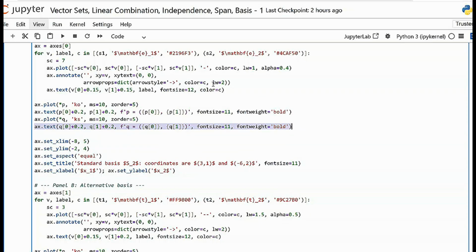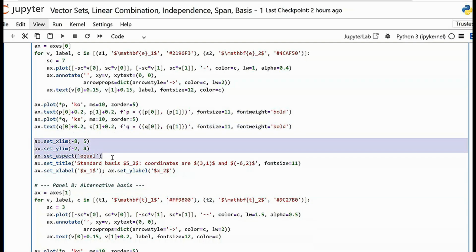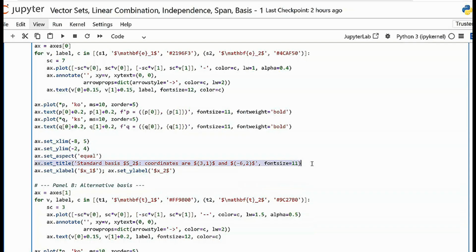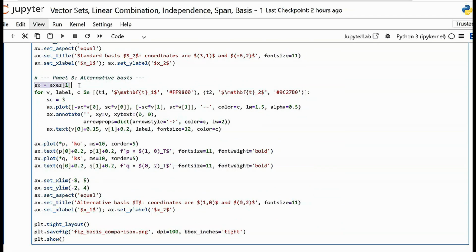Now, dear friends, of course, you all know this one, the coordinate limits and making it equalizing. And here, this is the exact title. To make the title emphasize, coordinates in standard basis. Okay, coordinates in standard basis. And let me just move on to panel B. So here we are just going to choose the right panel. And next, loop through this alternative basis.